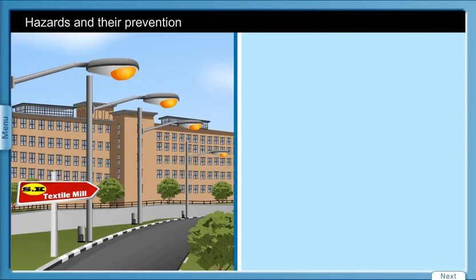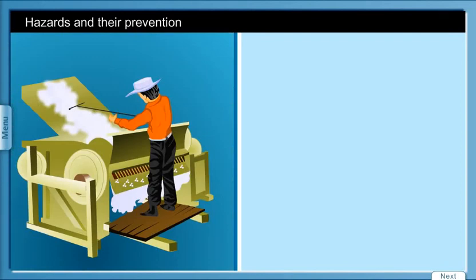Hazards and their prevention. By basic precaution, the hazards are minimized. Wool industry is an important means of livelihood for many people in our country. But sorters' job is risky as sometimes they get infected by a bacterium, anthrax, which causes a fatal blood disease called sorter's disease. Such risks faced by workers in an industry are called occupational hazards.